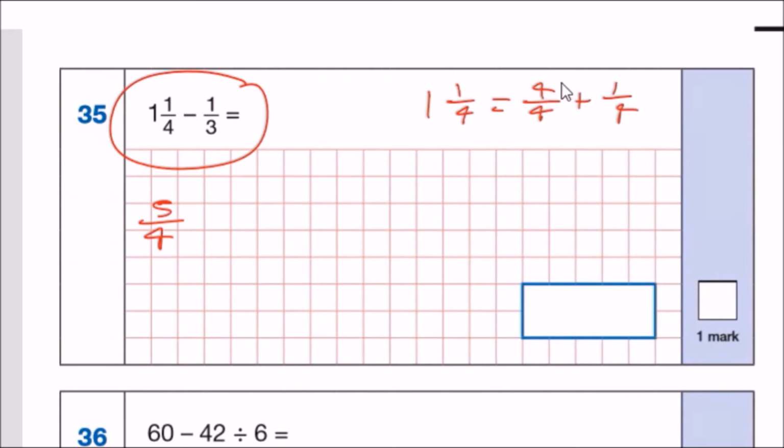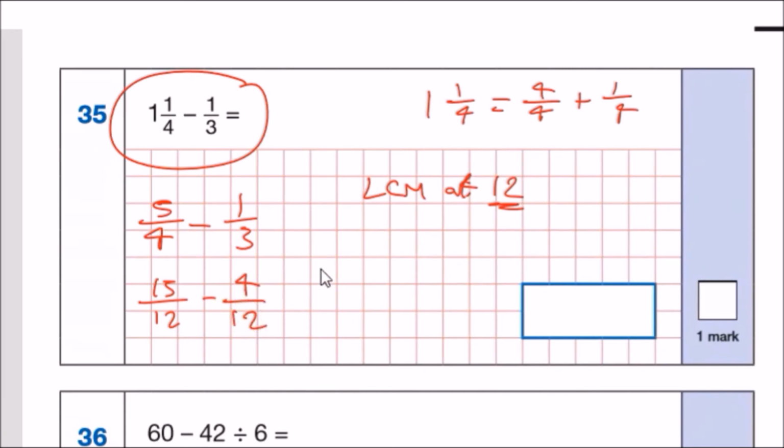So 1 1/4 is like saying whole number 1, which is 4 over 4, add another quarter. That's a whole 1, and add these, you get 5. Now subtract 1/3. Now this part we have to find common denominators. So we need to realize that 4 and 3 have a lowest common multiple of, let's see, 12. That makes sense because they're both in the 3s and 4 times table. So to get this first fraction to 12, we need to multiply everything by 3. So the whole thing is going to be 15 over 12. To get 3 to 12, we need to multiply this whole side by 4. So 1 times 4 is 4 over 12.